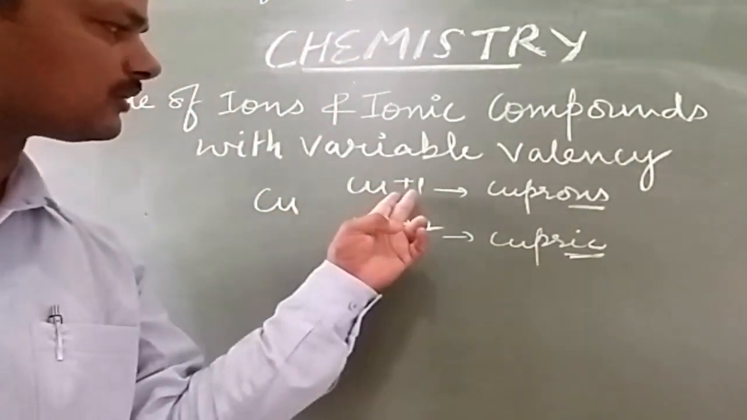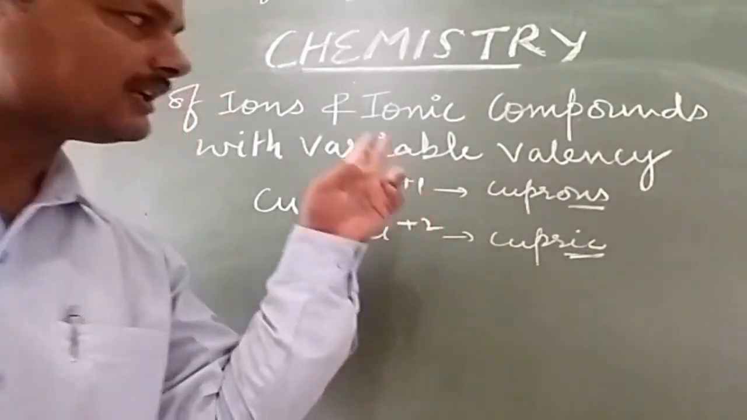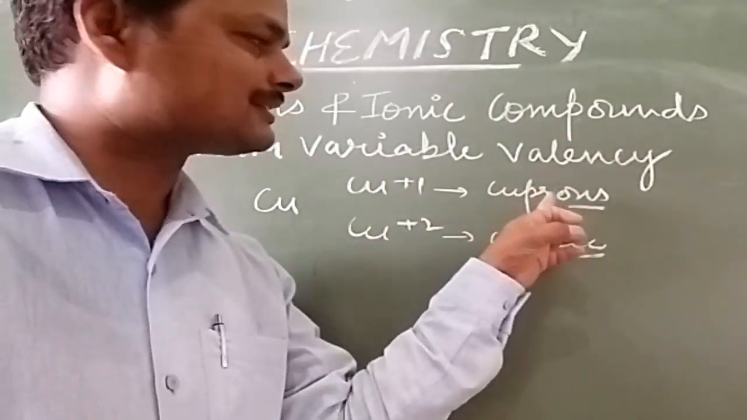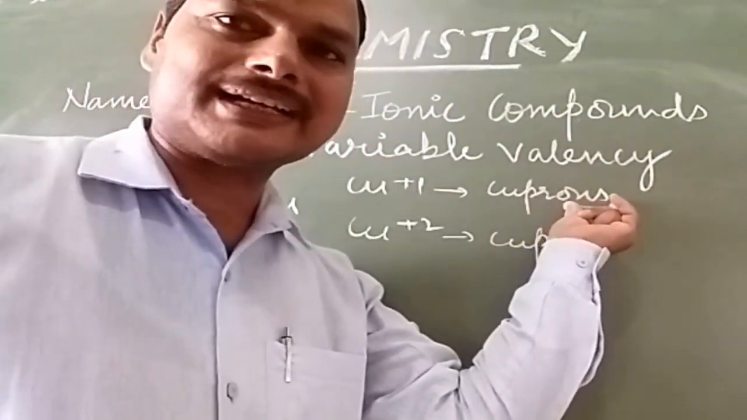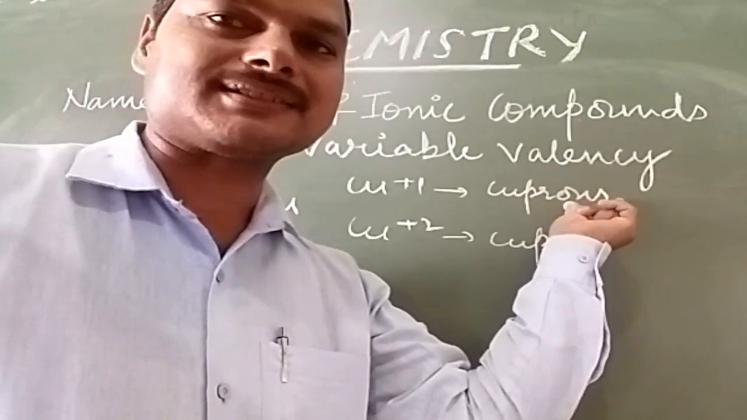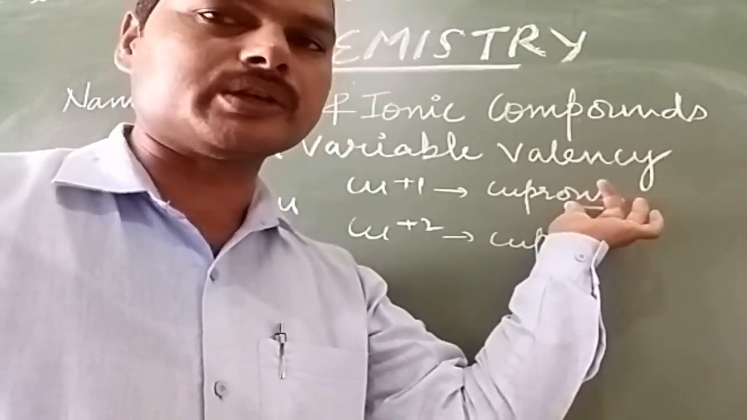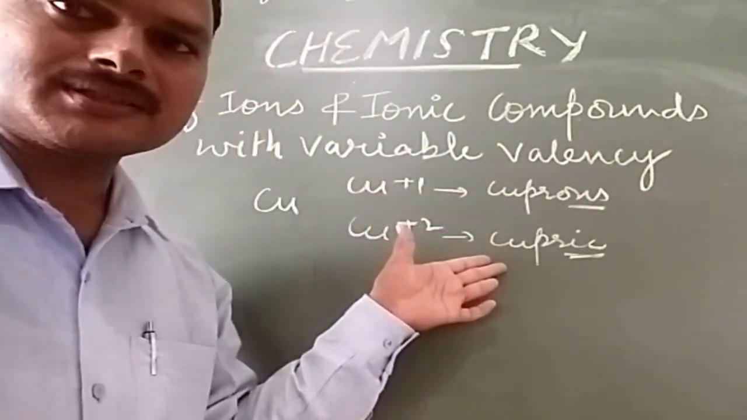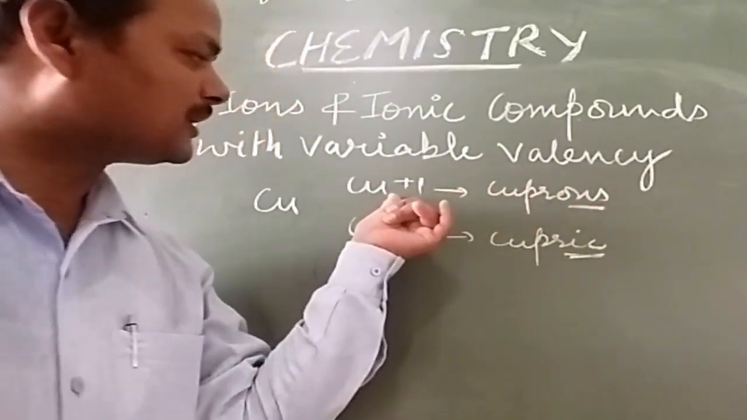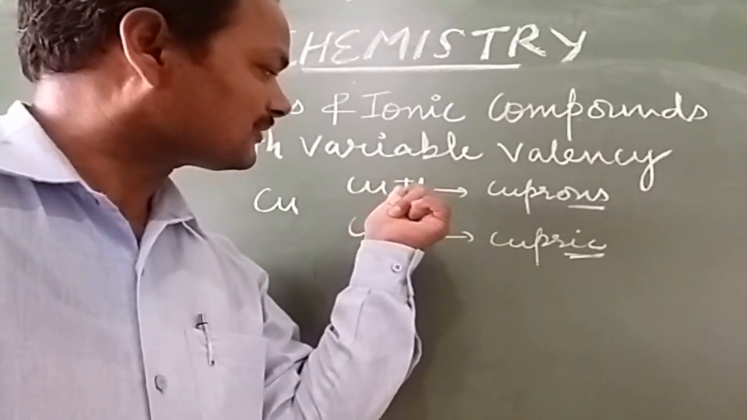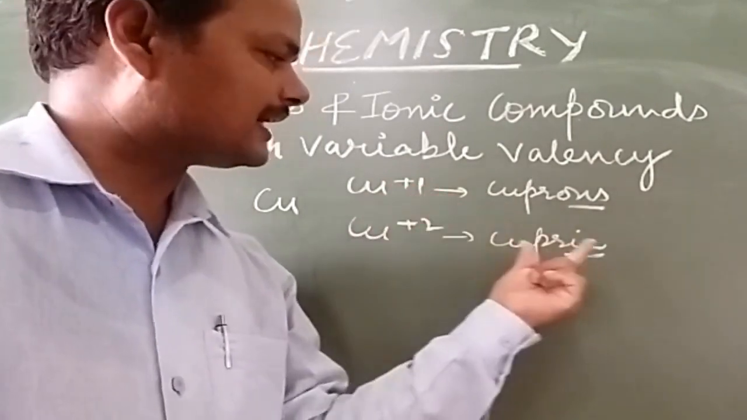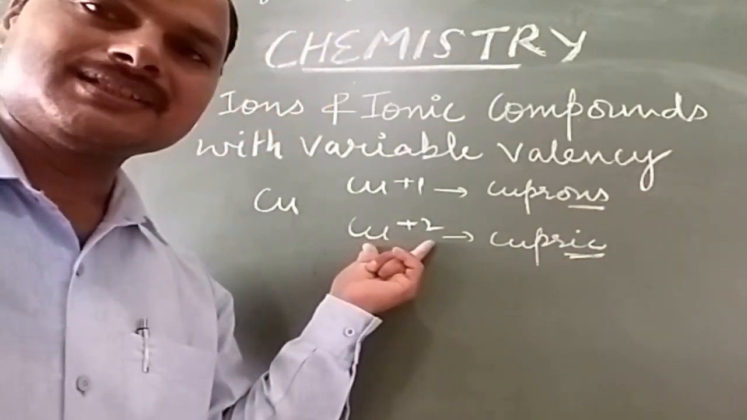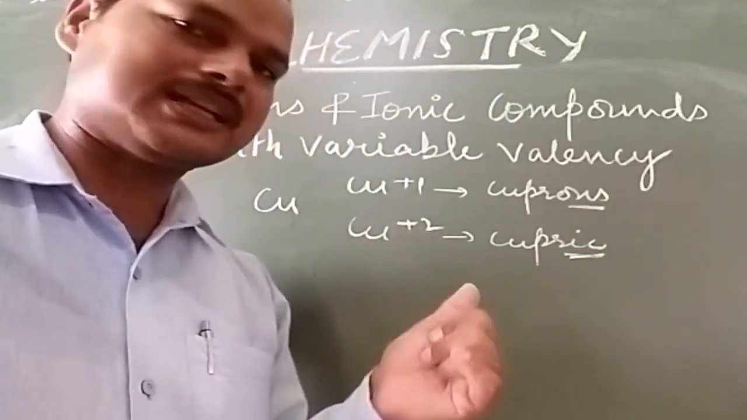If any element can show two valencies, for example plus 1 and plus 2, the lower one is plus 1. Then the name of the ion with lower valency is written with OUS at the end of the name. OUS, three letters. OUS differentiates these two names. This name will be for lower valency, and IC is used for those ions which have higher valency.